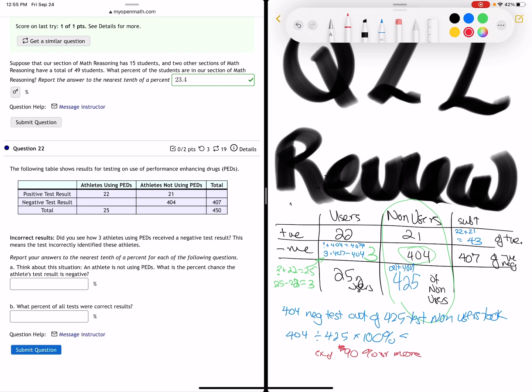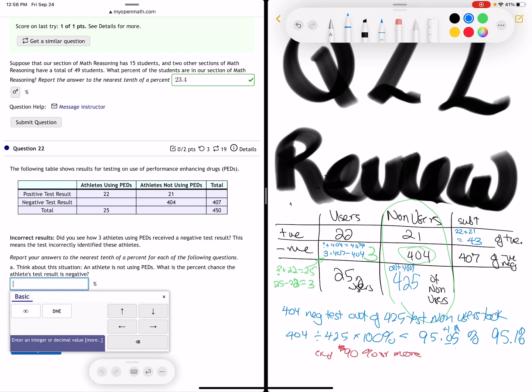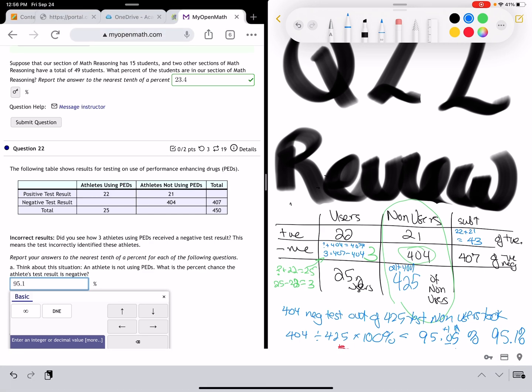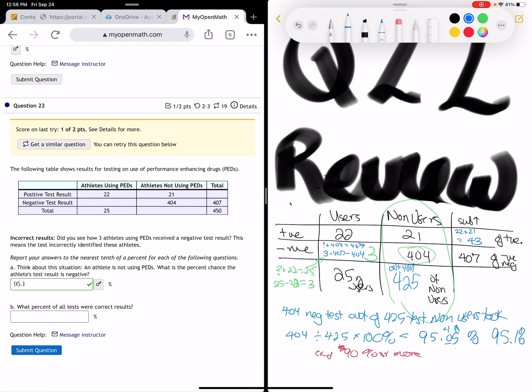I mean, so it's nice to have like an estimate. 404 divided by 425 times 100, and I have 95.05 percent. They want it to the nearest 10th of a percent. So I look, this is plus 1, so I'm going to do a 95.1%. Should be my answer I'm going to enter in. 95.1, return.